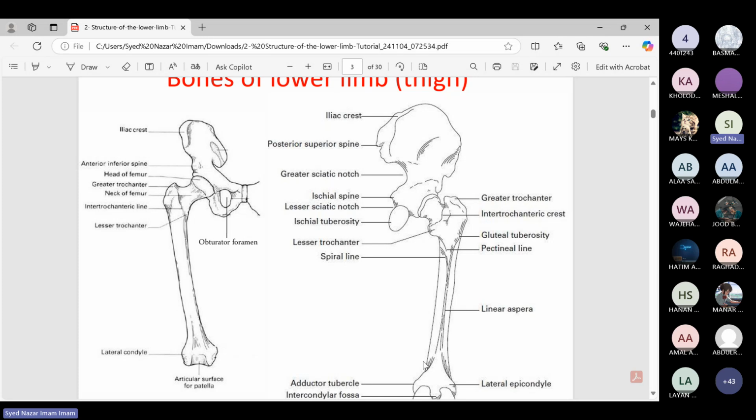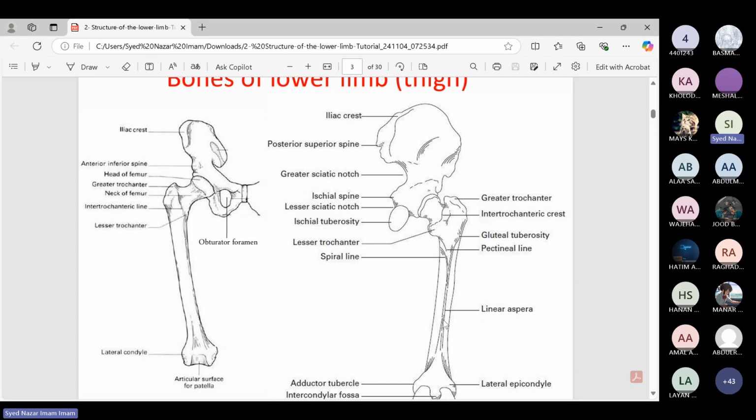What is the purpose of this border? It provides attachment to the muscles. As I told you, the linea aspera has two lips, one on the medial side and one on the lateral side. So the medial muscles will be inserted over the medial lip, and the lateral muscles will be inserted over the lateral lip, which we will see. So the linea aspera is again important. Now you have to know about the linea aspera.